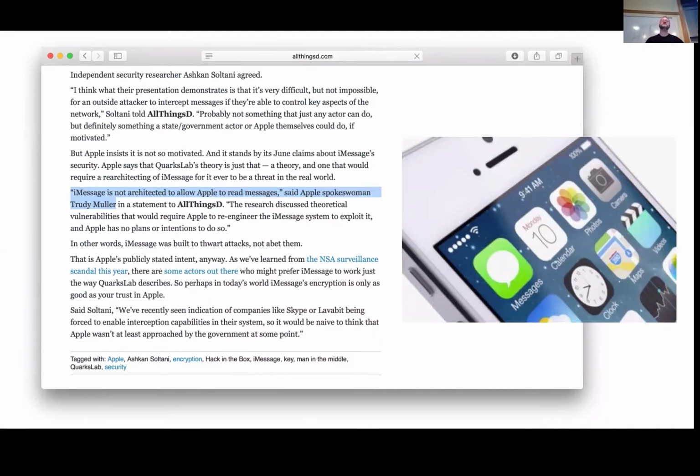And with this statement, I'm curious, would it be any more or less powerful if we said iMessage is not designed to allow Apple to read messages? What's the difference if we use the verb design here? Does anybody think there's synonyms? Doesn't it affect the heft of that statement?